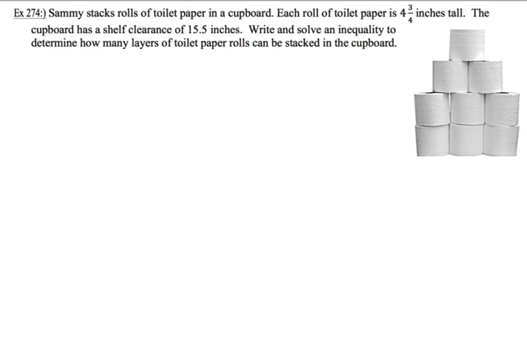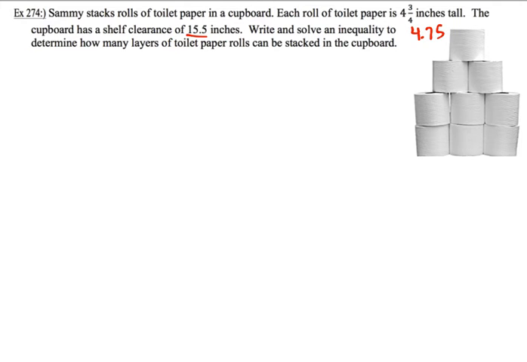Sammy stacks rolls of toilet paper in a cupboard. Each roll of toilet paper is 4 3/4 inches tall. The cupboard has a shelf clearance of 15.5 inches. Well, first thing I noticed, since things are written in decimal there, I'm going to go ahead and change this to decimal, 4.75. Write and solve an inequality to determine how many layers of toilet paper rolls can be stacked in the cupboard.